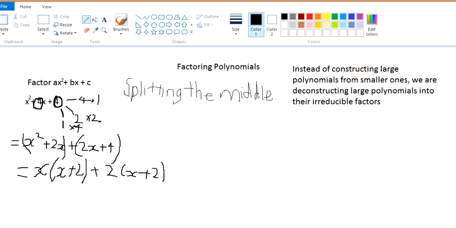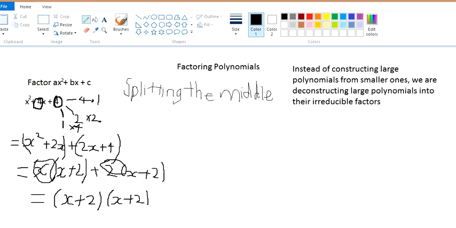Alright, now we have x times (x plus 2) plus 2 times (x plus 2). So here we can see that both x and 2 are multiplied by (x plus 2). So what we can do then is we can group those together to give us (x plus 2) squared, x plus 2 times x plus 2.